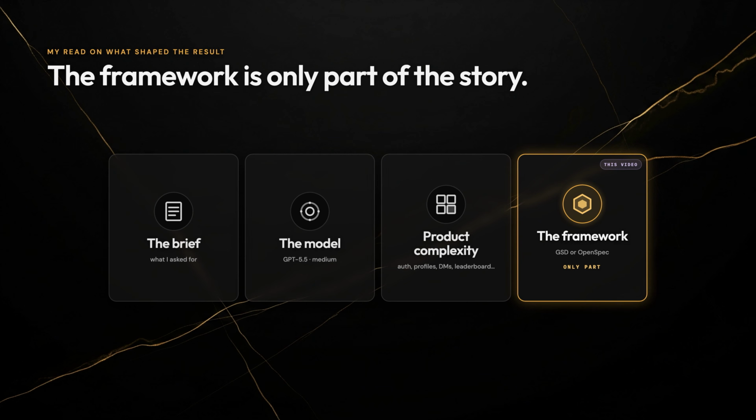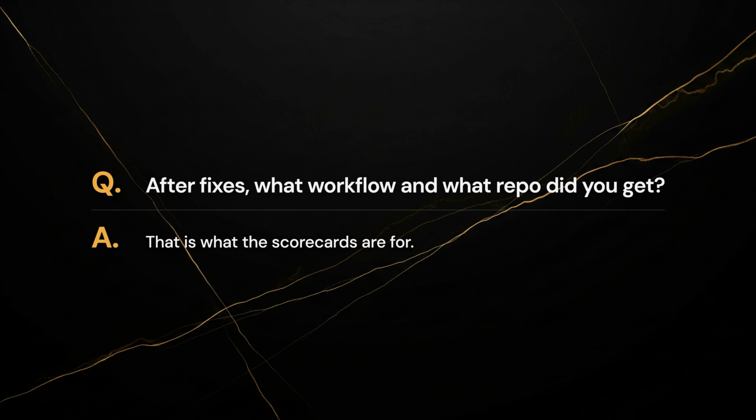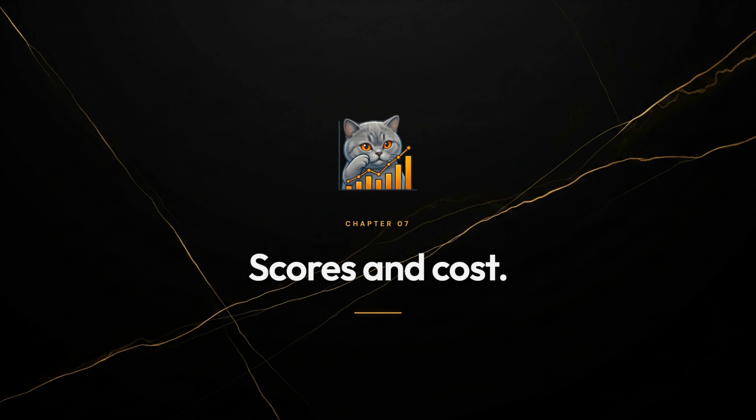This was a lot of app surface for one generated run, and the observed UI issues were fixable through prompts. My read is that some of this came from the brief, the model, and the product complexity, with GSD and OpenSpec only being part of the story. So when I compare them, I do not think the main question is which one generated fewer UI bugs. The answer is not clean enough to be useful. The better question is, after the bugs are fixed, what kind of workflow did I have to go through and what kind of repo was left behind? This is where I'm going to put the scorecards on the screen.